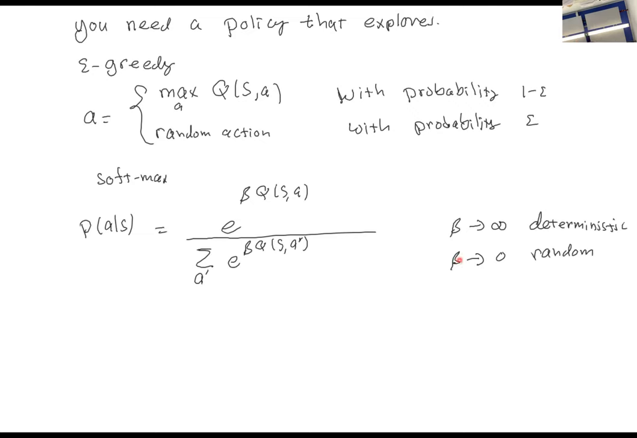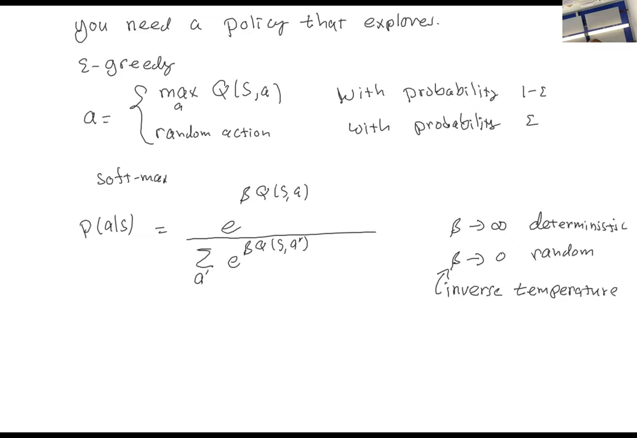And again, beta maps to epsilon, right? Epsilon equals zero corresponds to beta equals infinity. Epsilon large corresponds to beta small. Beta is called inverse temperature, and so you can often tune the temperature. If you're very uncertain, you want beta to be kind of small. If you're pretty certain, you want it to be high. Okay, so this is something that works on Q values and values.